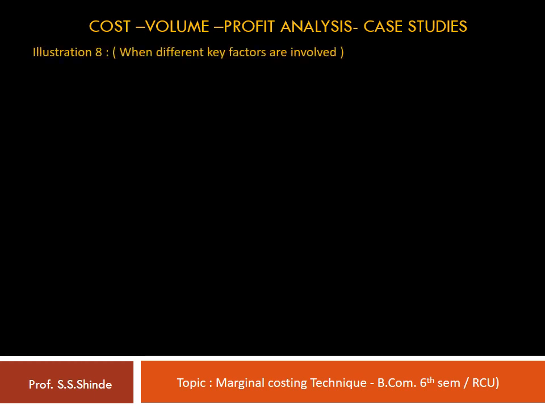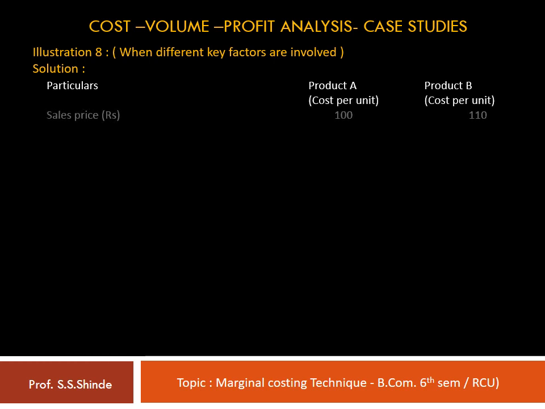Let's prepare a statement to show the calculation of contribution per unit for product A and product B. So let's have the statement ruled out here with particulars column, product A and product B column, where the cost per unit would be shown. Now let's take the sales price per unit, that is rupees 100 in case of product A and rupees 110 in case of product B. Let's deduct the variable cost to arrive at the contribution. So less variable cost, which comprises material, labor and overhead costs, that is 30 rupees in case of A and 23 rupees in case of B respectively.